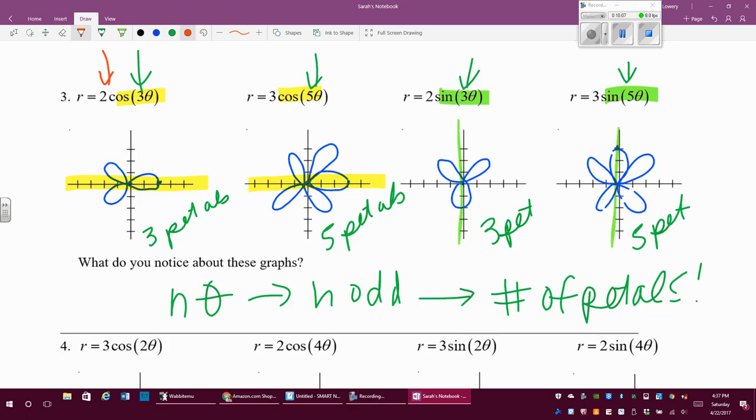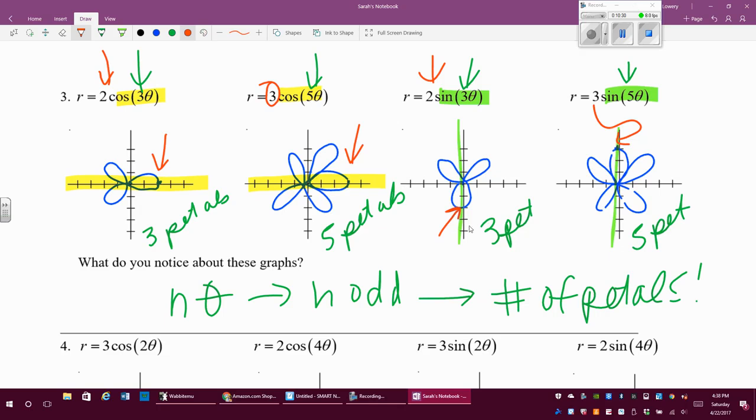So you notice this one extended out 2 units. This one extended out 3 units. This one here extends out 2 units. This one extends out 3 units. So that's pretty important. So anytime we have a rose curve, we're going to have the number of petals, if it's odd, and how far out it extends.